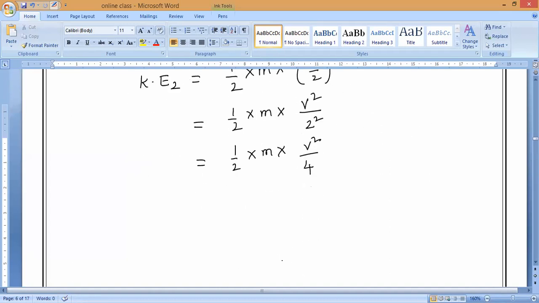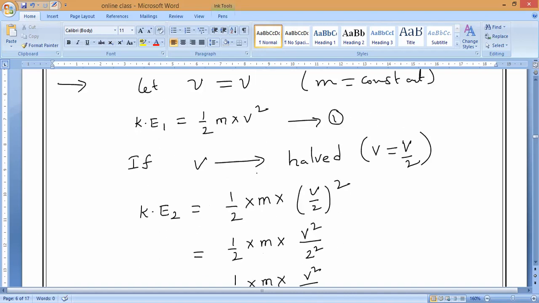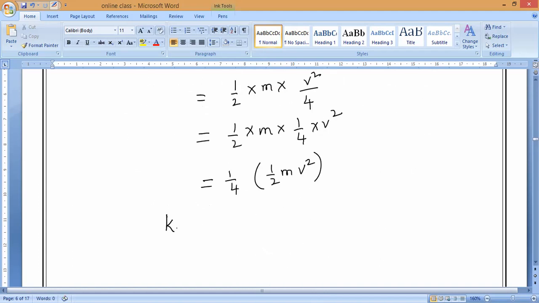Now, don't try to take an LCM or multiply 4 twos are 8. Can I write this as 1 by 2 into m into 1 by 4 into V square? Is it right or wrong? Yes. Now keep 1 by 4 aside, and I can write half m v square, which we know is equal to KE1. So the new kinetic energy is 1 by 4 times of KE1.